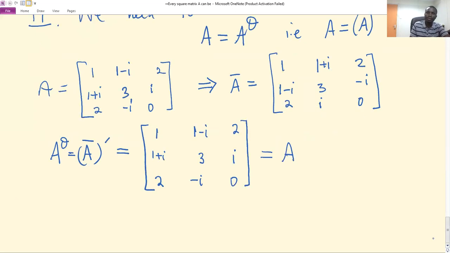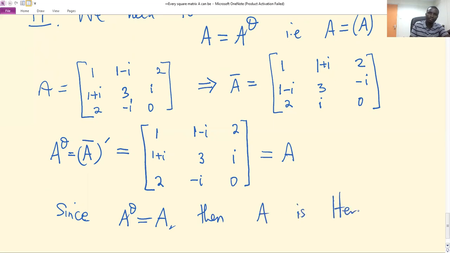So therefore, since A power theta is equal to A, then A is Hermitian. So that's how we prove that.